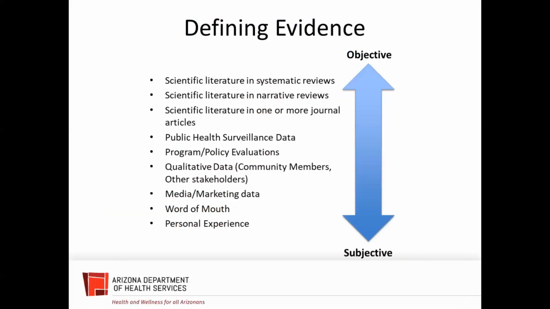And as we get further up the blue arrow towards objective evidence, we see areas such as program policy evaluations, public health surveillance data, scientific literature in one or more journal articles, scientific literature in narrative reviews, and scientific literature in systematic reviews. So whenever we talk about selecting an evidence-based public health practice, we want to get the highest that we can on the blue arrow for defining evidence, especially in public health.